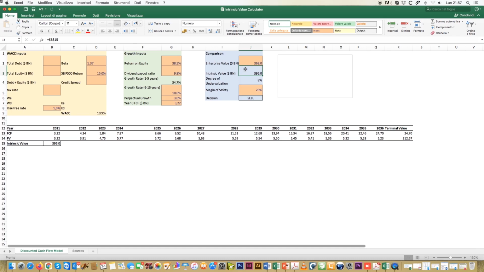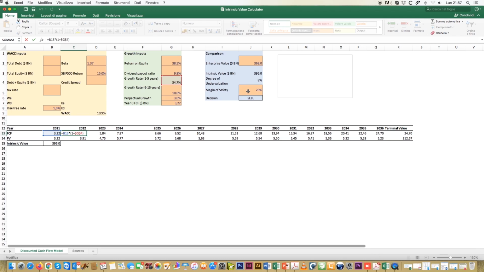Okay, so we see that by having this kind of growth, the degree of undervaluation would be very little, and as a matter of fact, I think that the company is a bit overvalued at the moment. Of course, we wouldn't have a margin of safety big enough.